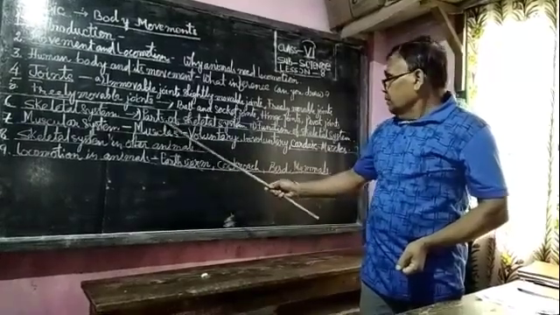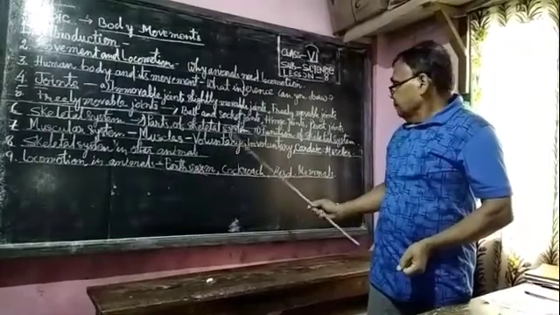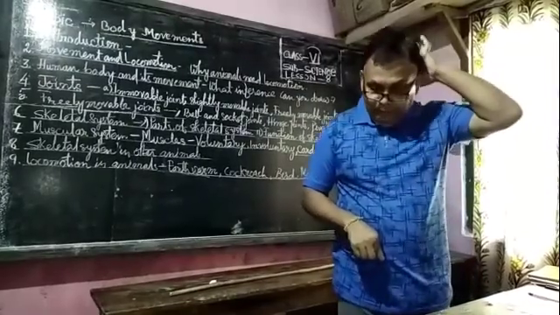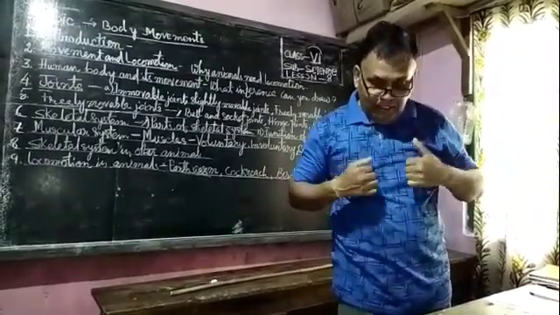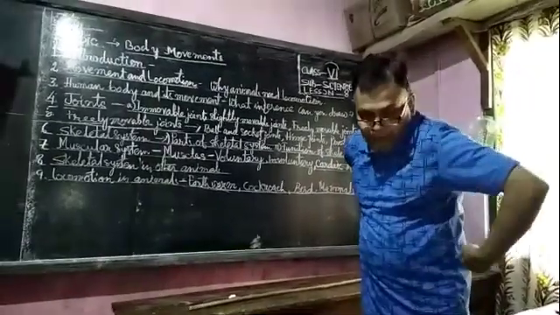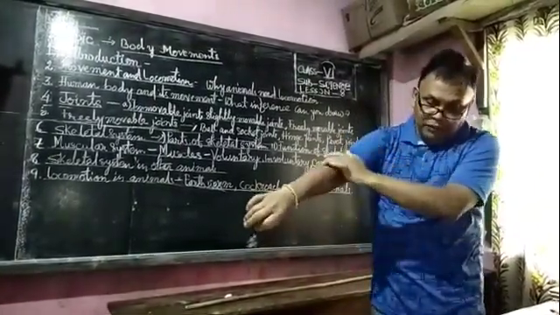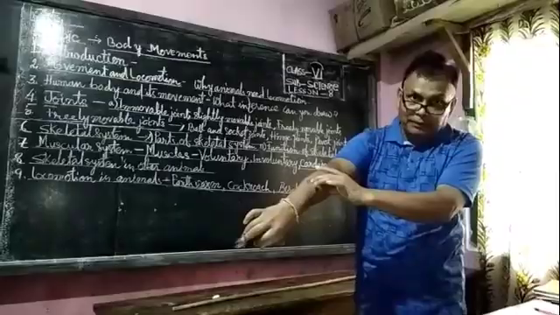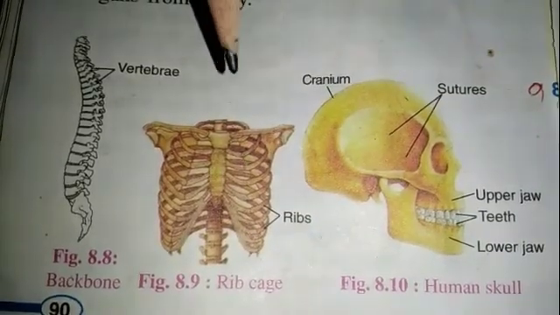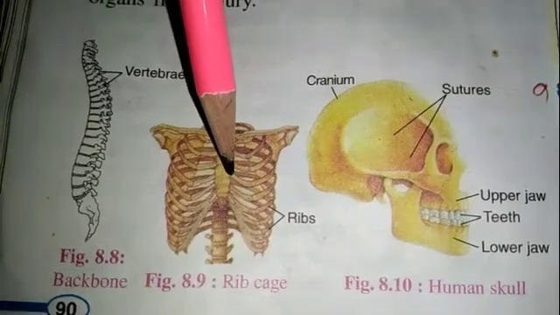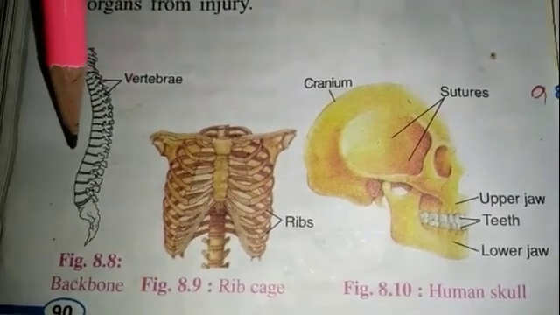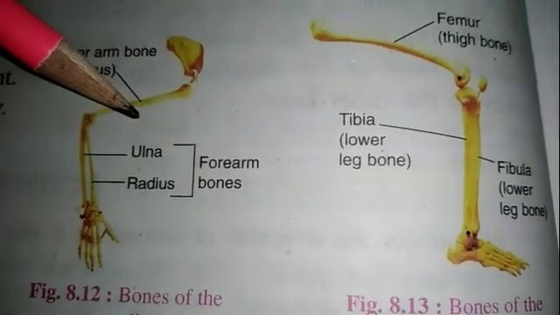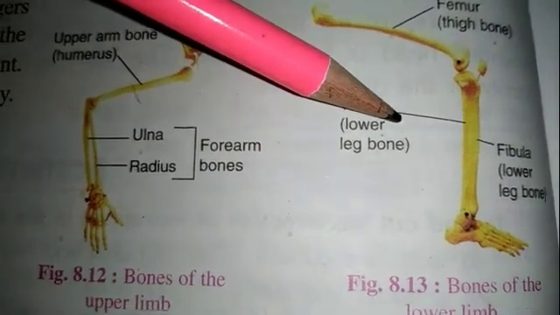Now the parts of the skeletal system: bones of the skull, ribs, that is the chest, the backbone or spine, and limbs. These are the limbs, that is, the hands. Now see the picture of it. Here is the skull. This is the rib cage, and this is the backbone. Now coming to the limbs, here are the upper limbs and this one is the lower limbs.